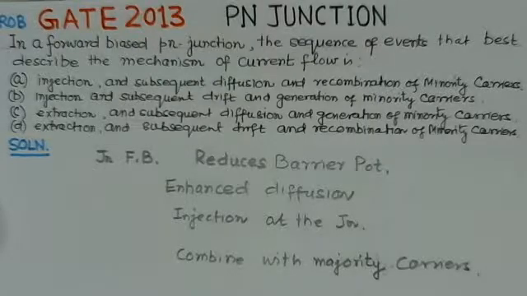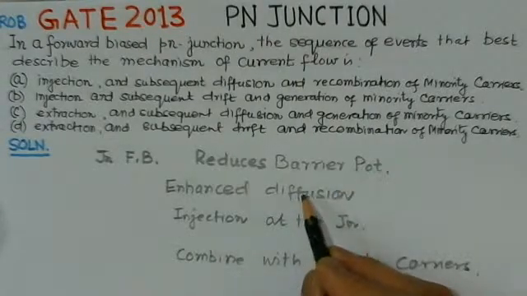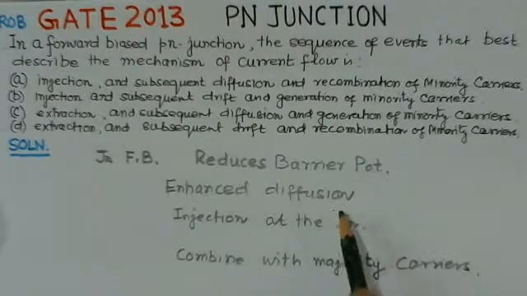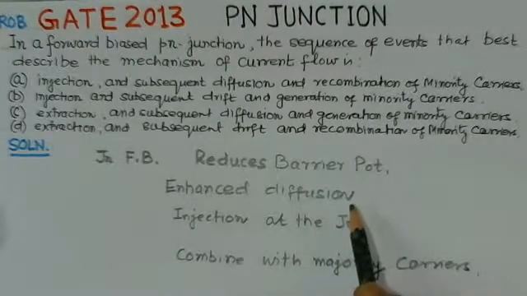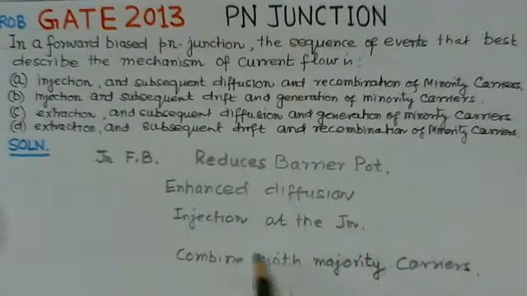Now let us see when the junction is forward biased. When the junction is unbiased, it introduces a barrier potential. So whenever we apply a forward bias, the barrier potential reduces, and once the barrier potential reduces, the process of diffusion will initiate, because the process was stopped because of the barrier potential. So we enhance diffusion, and that would be the first process.